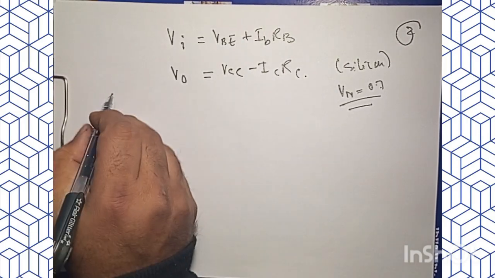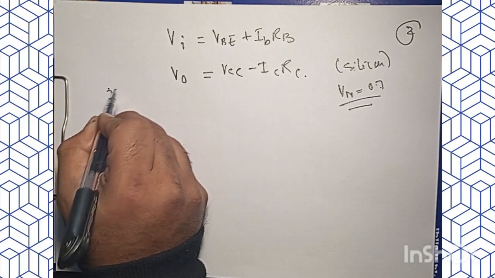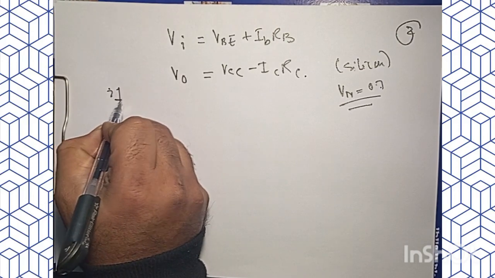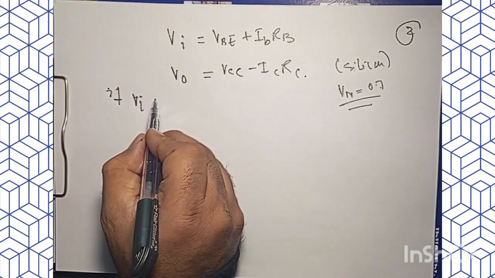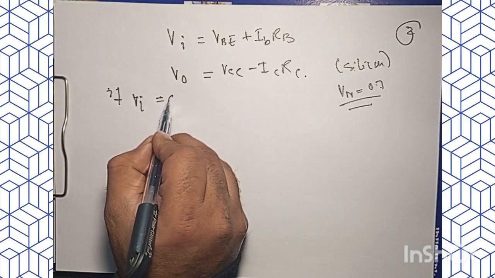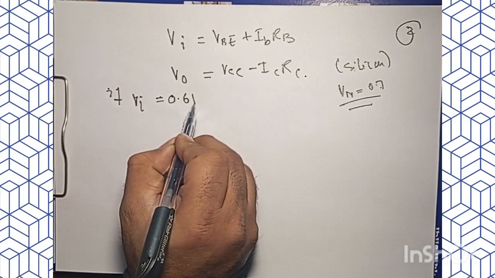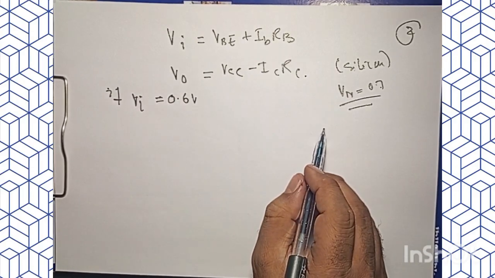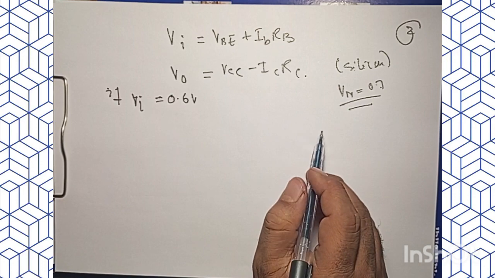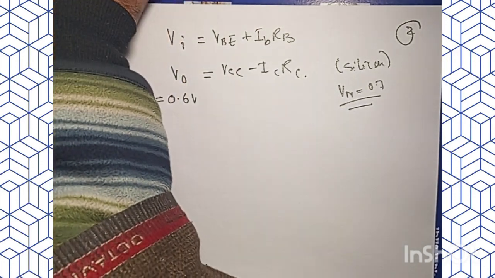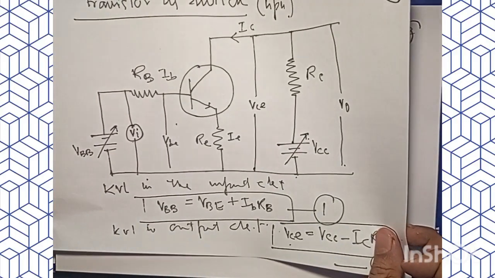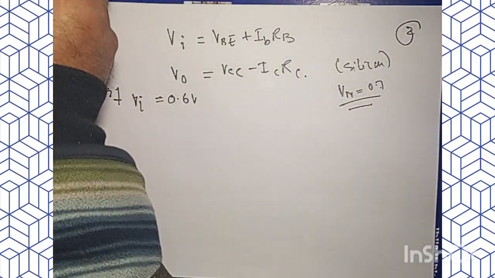So now, for the sake of argument, if this VI that we have is equal to, say, 0.6 volts, that means it's less than 0.7 volts. So what's going to happen in this case? The transistor will be in the cutoff region, right? So the transistor will be in the cutoff region. So what's going to happen?